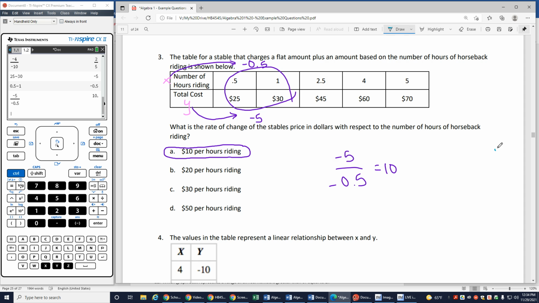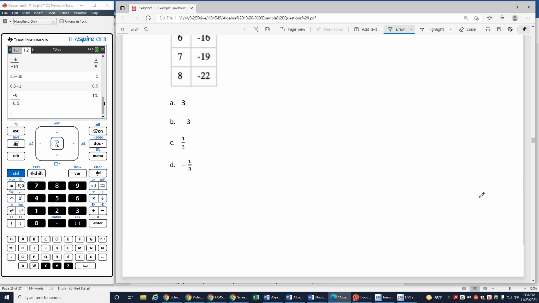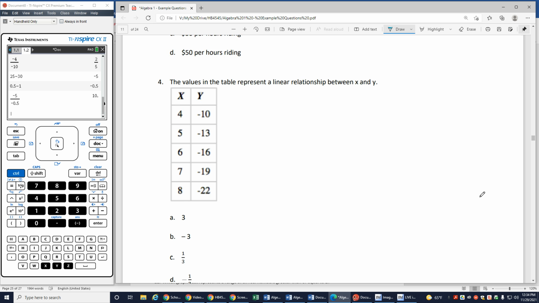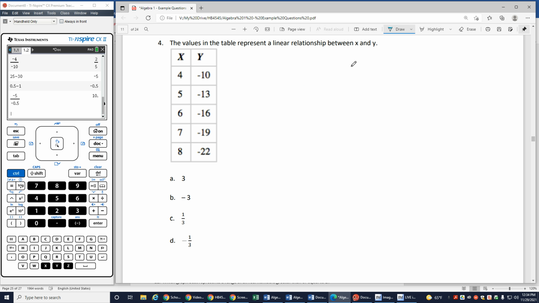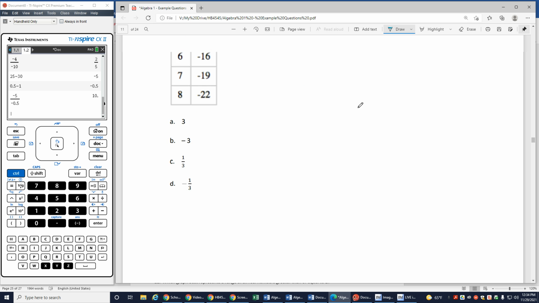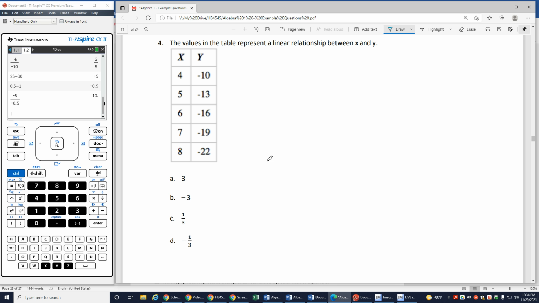Let's look at number 4. Okay, the last one. The values in the table represent a linear relationship between x and y. Oh, it didn't actually tell me to find the slope, but this lesson's on finding slope, so let's see if one of these answers is the slope. Okay, so I'm going to do the same thing I did before. I'm going to pick 2 points, look at my change in y and my change in x. So the first one minus the second one, -10 minus -13, and again, I've got that double negative, and that's okay. That gives me a +3.